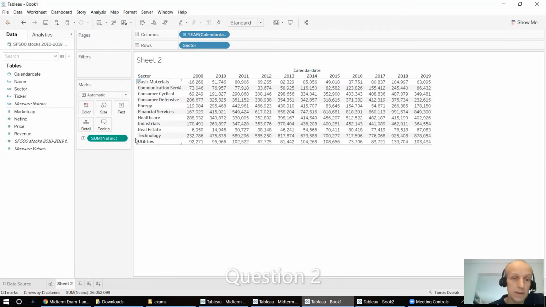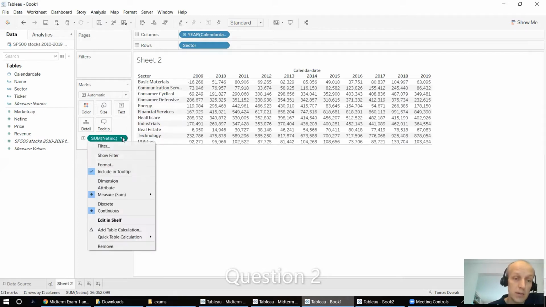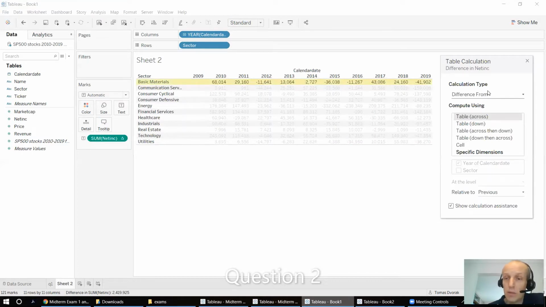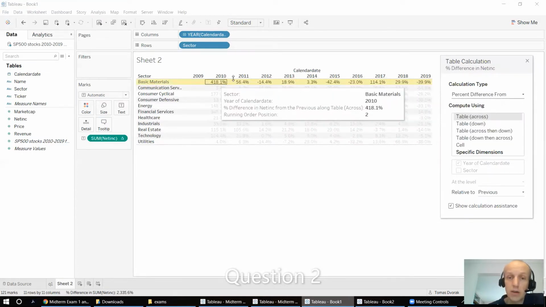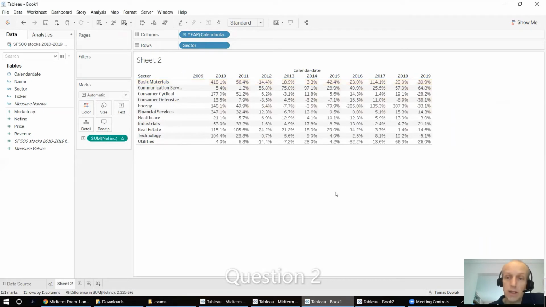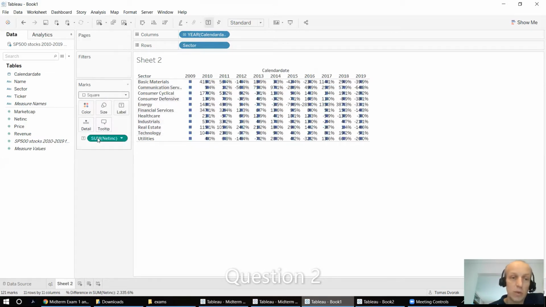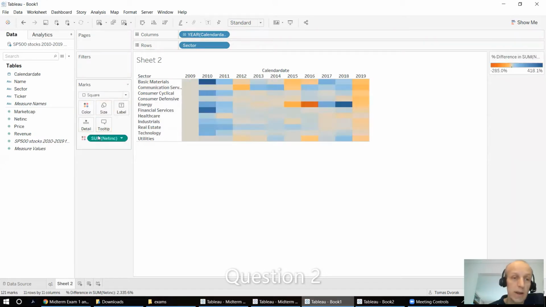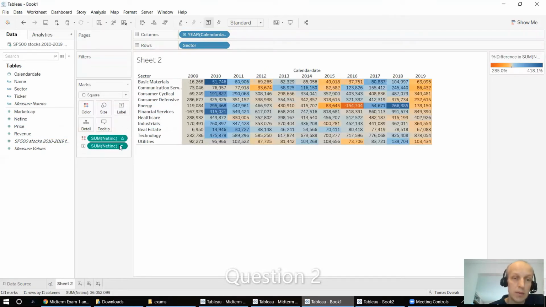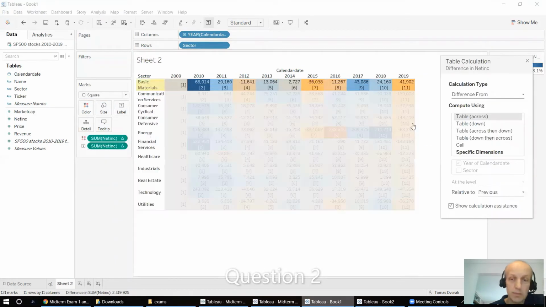So here, these are the levels. This is the sum of profit across all companies in each sector. So we need to calculate what is the growth in profits. That's a prime example of a table calculation. For the table calculation, we want percent difference across the table. Fantastic. To make this table more informative, let's make the mark a square, and let's map color to it, and let's map net income with the table calculation to label. Percent difference across the table.